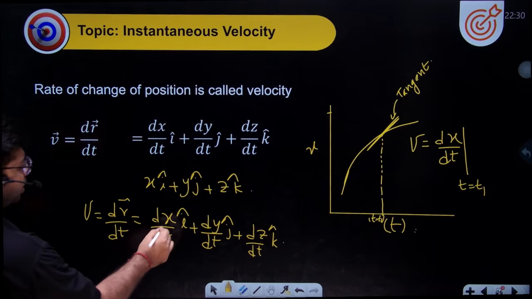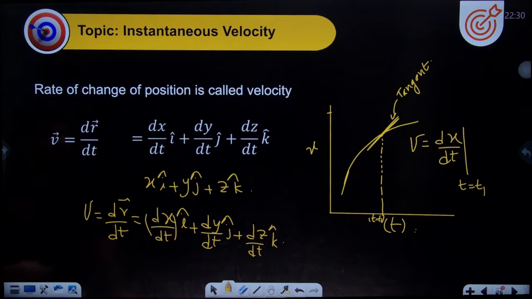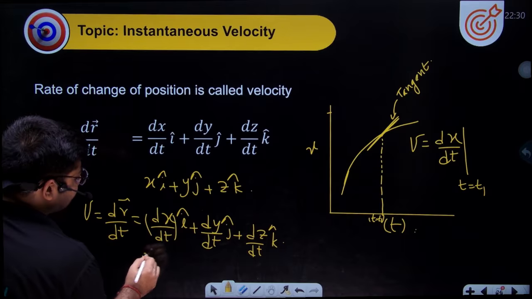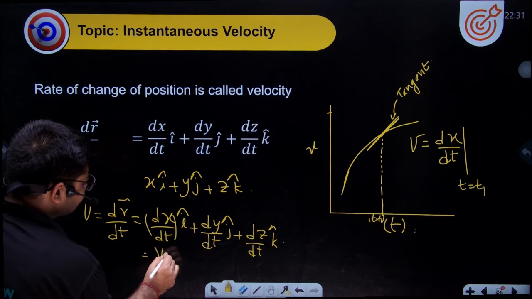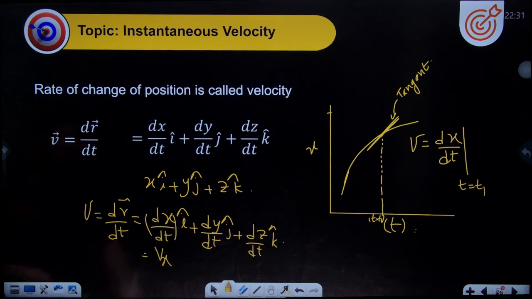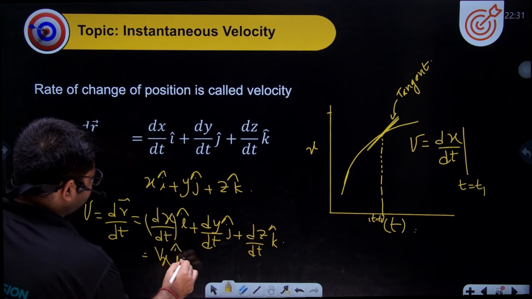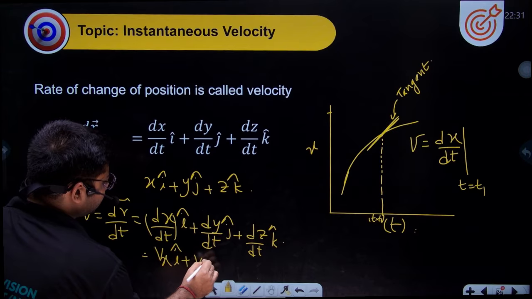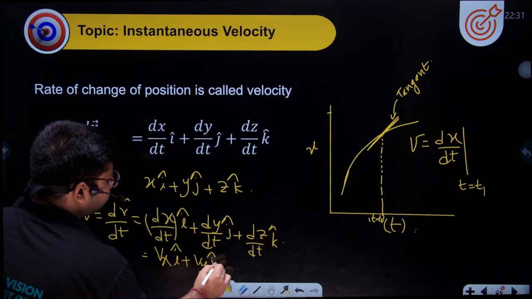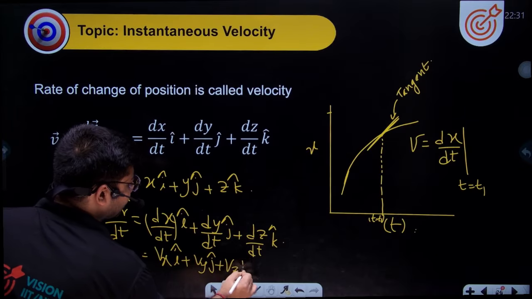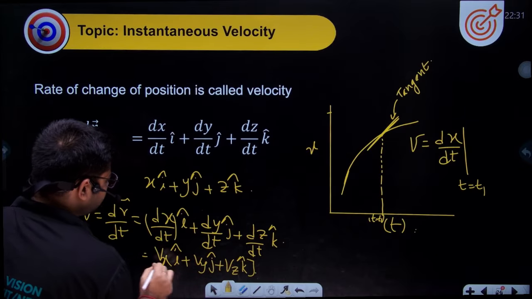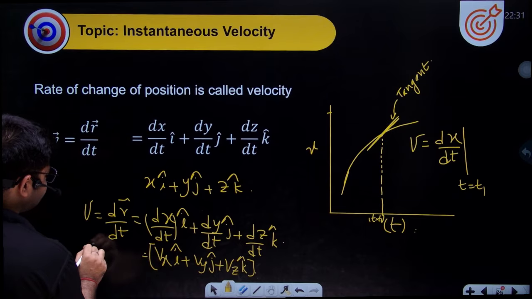And what are all these? dx/dt i cap, what is it? It is nothing but vx, I can say now. So this is vx, velocity along the x direction. So vx i cap plus vy j cap plus vz k cap. So this is nothing but v.